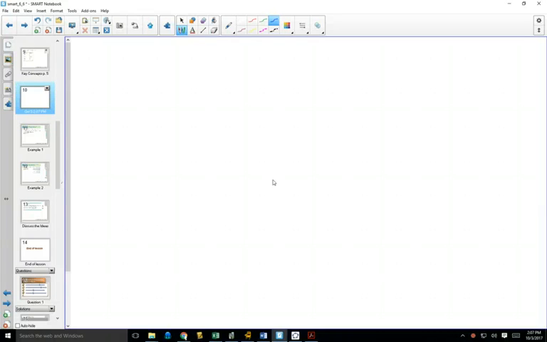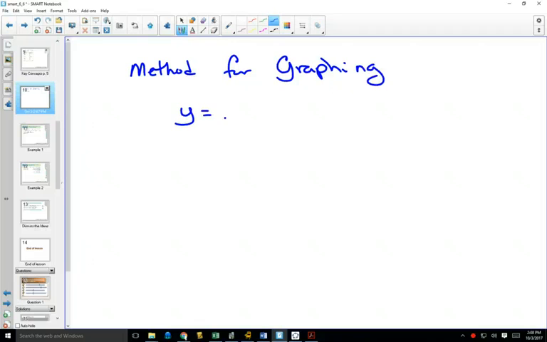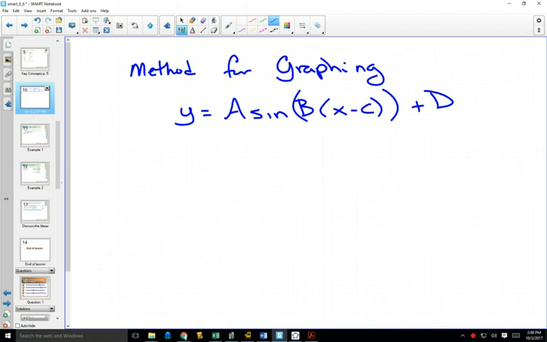So we can title this at the top of the next page. This is going to be our method for graphing both sine and cos. And so I'm going to use the capital letters A, B, C, and D to represent vertical stretches, horizontal stretches and compressions, horizontal translations, and vertical translations. And this works for both sine and cos.